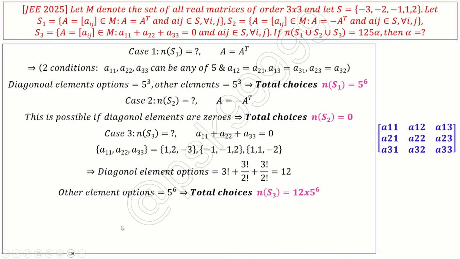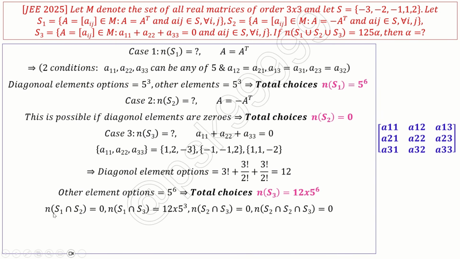Now it is a problem of simple set theory. For this you need intersection values. The number of elements in S1 and S2 is 0, because S2 is 0. For S1 and S3, here you have 5 to the power of 6 values, and here you have 12 into 5 to the power of 6, but only the equal options should be considered, so it is 12 into 5 to the power of 6. The number of elements in S2 intersection S3 is 0, because S2 is 0. The number of elements in S1, S2 and S3 is also 0.